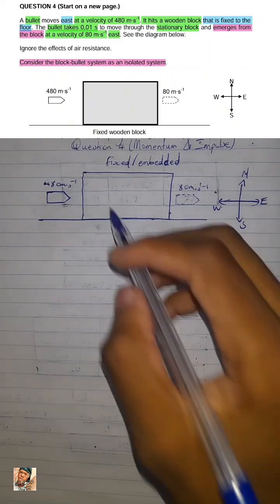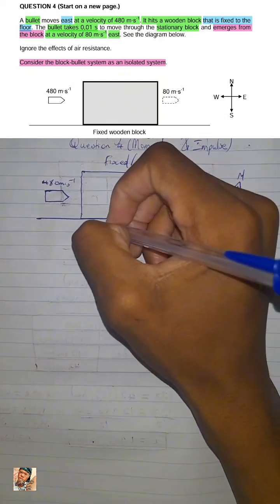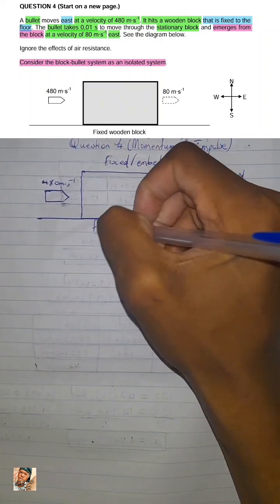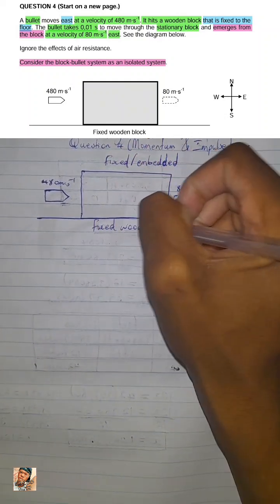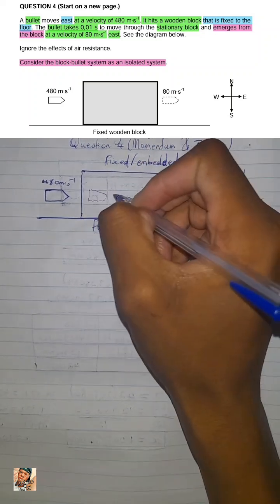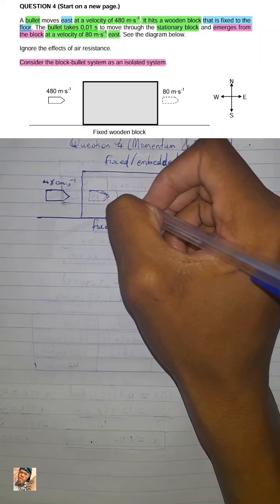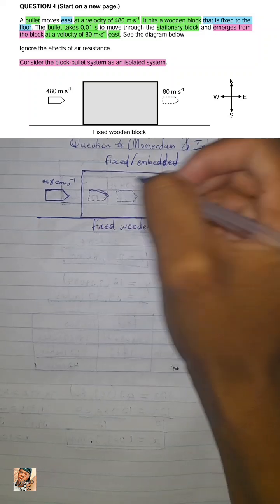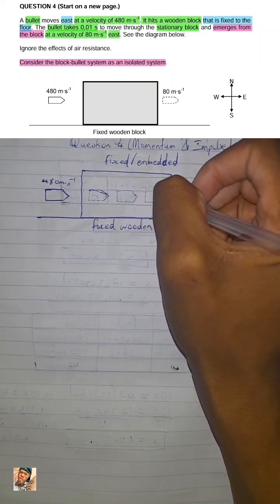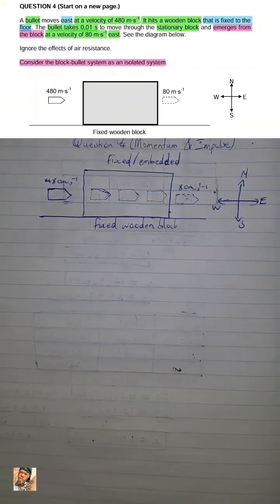Right, so the only thing that's going to move here is the bullet. So the bullet is going to go through this wooden block, the fixed wooden block. I don't know what that's on right there. And this is the bullet going through. So the bullet is going to go through this wooden block.